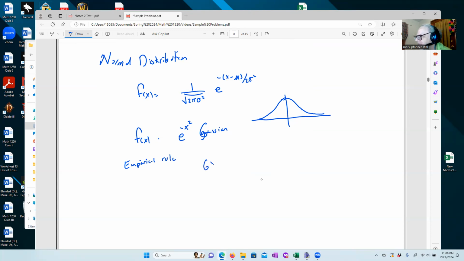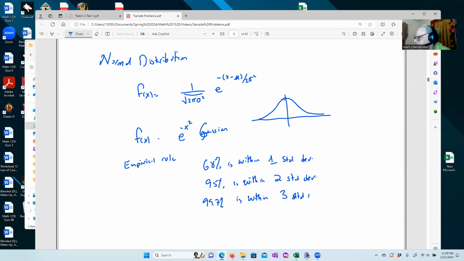Okay, and that says 68% of your data is within 1 standard deviation. 95% of your data is within 2 standard deviations. And then 99.7% is within 3 standard deviations. They stop counting after that because you've got almost everything. Some books don't even use 99.7. They say almost all. Like, okay, good enough.